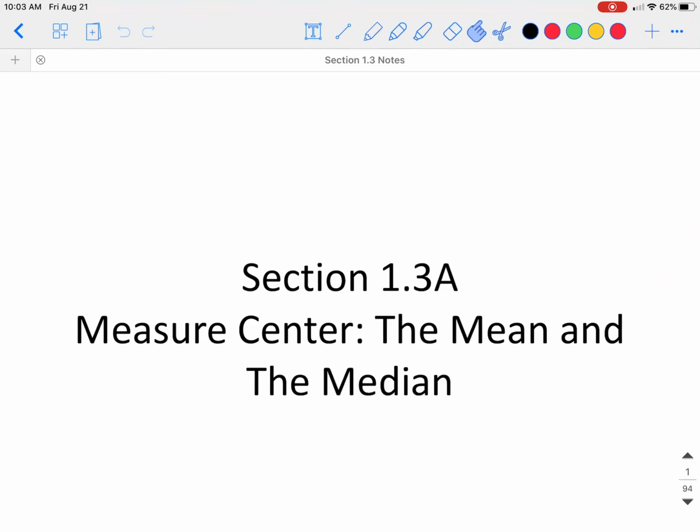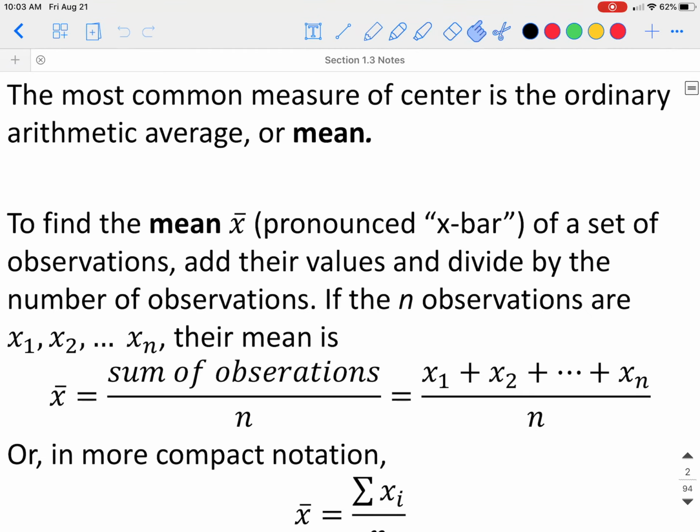This is section 1.3, part A, measure center. We're going to look at the mean and the median. The most common measure of center is the ordinary arithmetic average, also known as the mean.